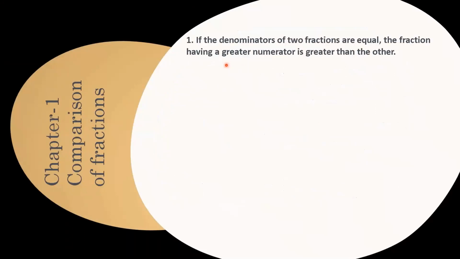Now, my dear students, comparison of fractions. As you can see, if the denominators of two fractions are equal, the fraction having a greater numerator is greater than the other. Again, I am saying, if the denominators of two fractions are equal, the fraction having a greater numerator is greater than the other. Let me show you an example. 5 divided by 7 and 3 divided by 4 are two common fractions.